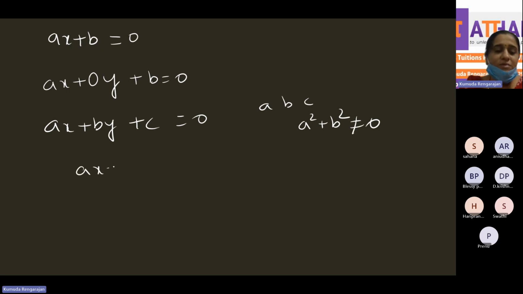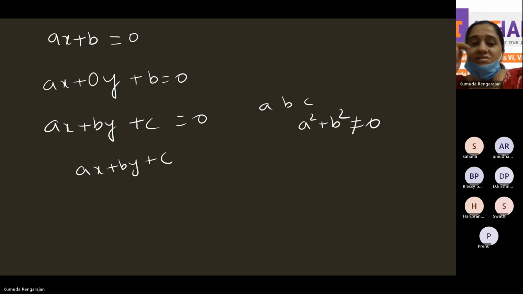Before that, what is ax plus by plus c? It's the standard form of a linear polynomial in two variables x and y. Linear because the power of x is 1, and of y is 1. When you equate this to 0, it's called a linear equation in two variables x and y. It has infinitely many solutions, and it's a straight line in the Cartesian plane.